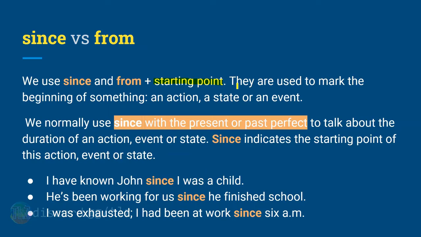Now, we normally use since with present perfect tense to talk about the duration of an action, event, or a state. Since indicates the starting point of the said action, event, or state. So, I have known John since I was a child.